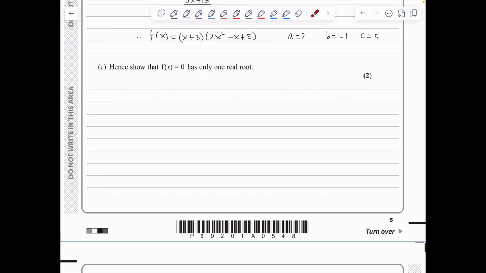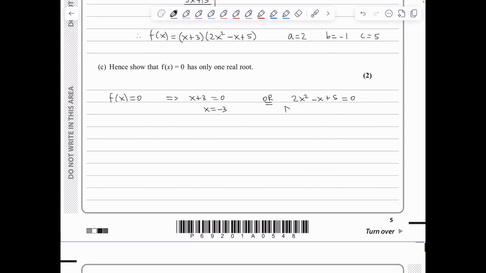In part C, we need to show that f of x is 0 has only one real root. So we are solving f of x is equal to 0, and according to the result of part B, this means that either x plus 3 is 0 or 2x squared minus x plus 5 is 0. So if x plus 3 is equal to 0, then obviously x is negative 3. So we've got already one root, the negative 3. Or alternatively, we've got 2x squared minus x plus 5 being 0. Now, for f of x to have only one real root, it means that the quadratic here should yield no real roots. And to do that, I will be considering the discriminant.